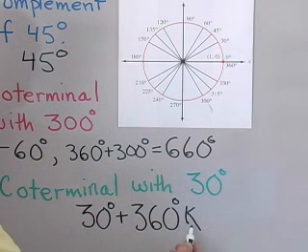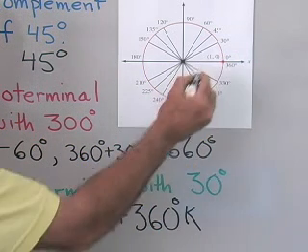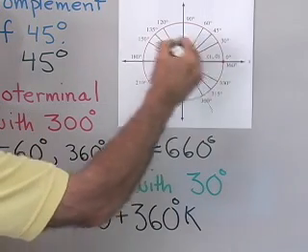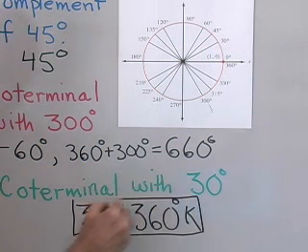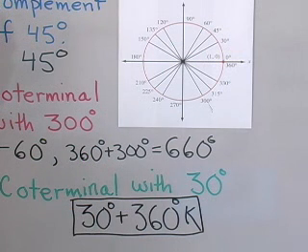Every time I put an integer value in for k, I get either once around this way or once around this way. Then I add 30 degrees to that, I'm going to end up coterminal with 30 degrees. So here's a nice simple way to write an infinite number of angles that are coterminal with 30 degrees. Okay, let's try one more problem.